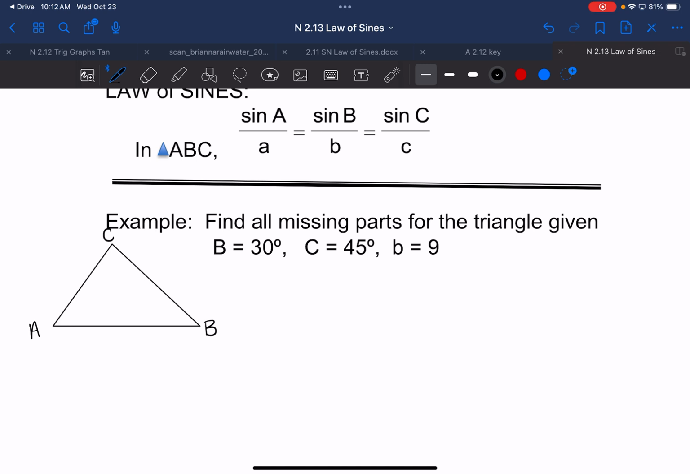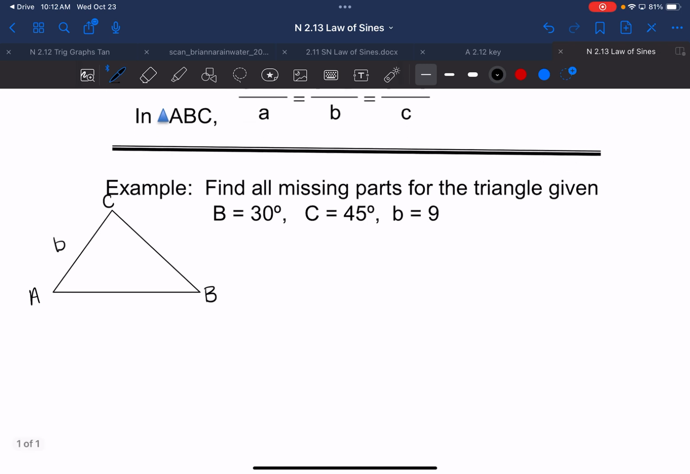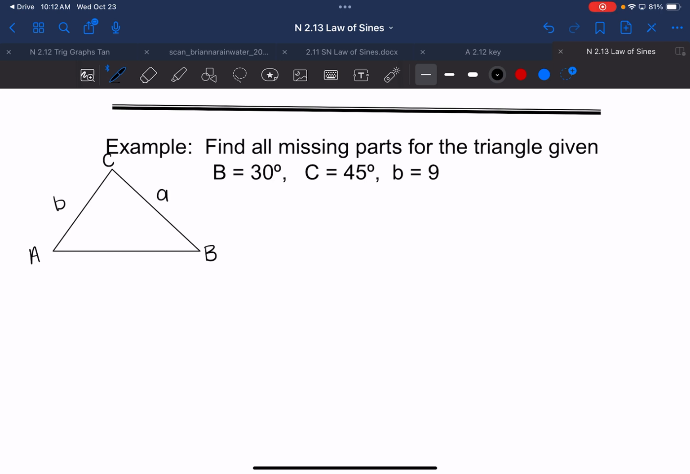Okay, and remember that across from the angle, we label that the side. So if this is angle B, across from it is side B. And across from angle A is going to be side A. And across from angle C is going to be side C. So we'll use uppercase letters for the angles, lowercase for the sides.